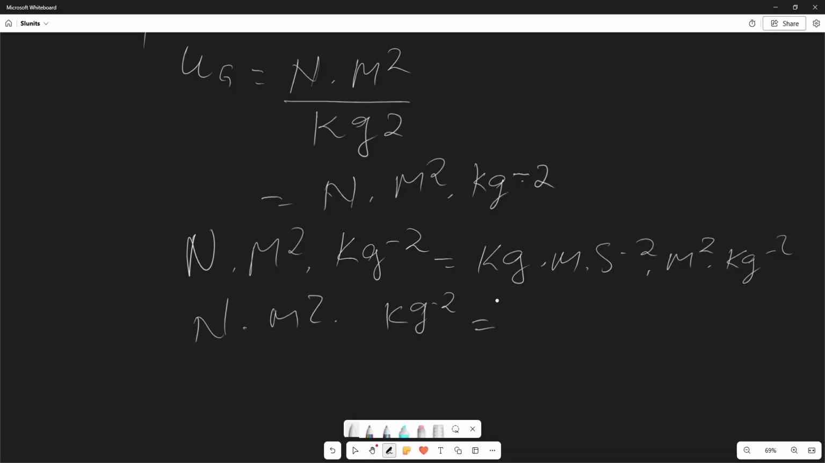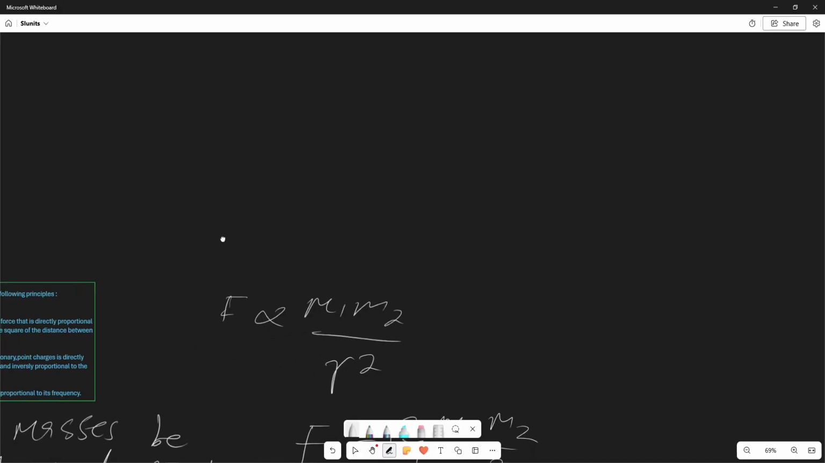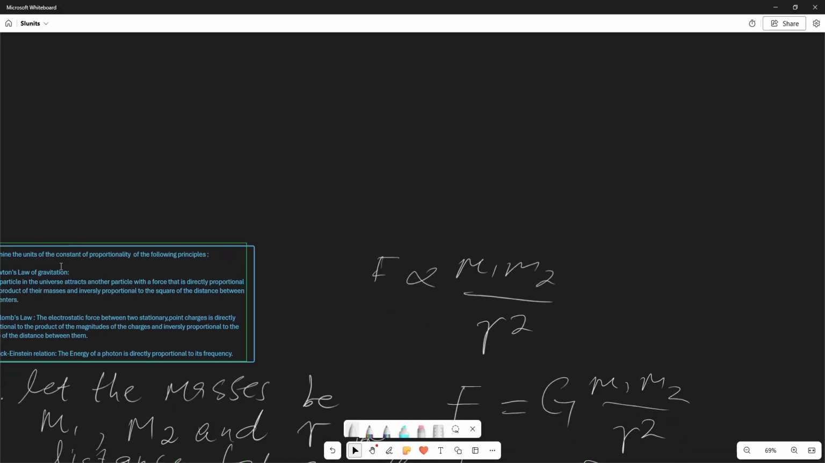I'll just start with meter here, meter cubed, and then I'll do the kilograms: kilogram per kilogram squared, that's 1 plus minus 2. This one is 1 plus 2, that's 3, and then I have the square second there. Okay. And then we do this one as well.